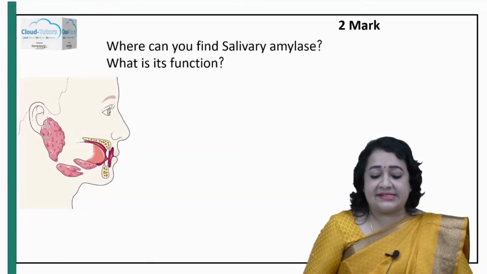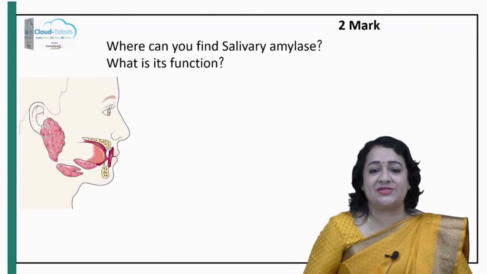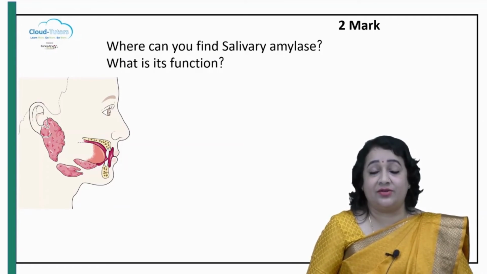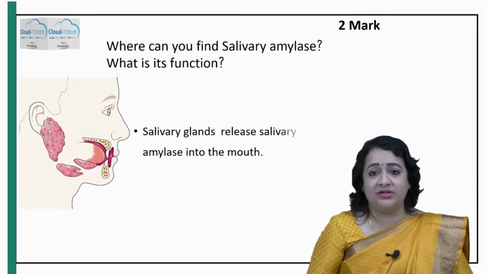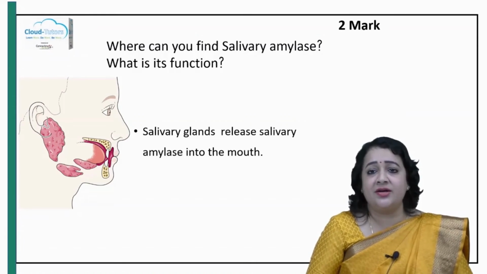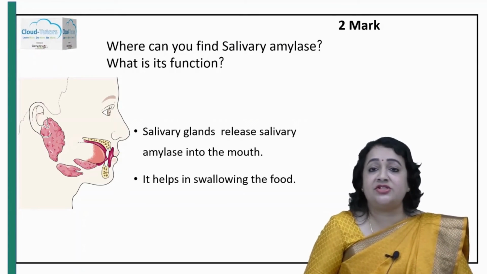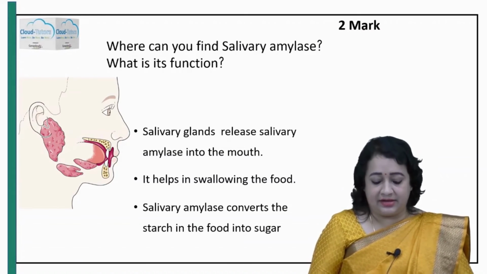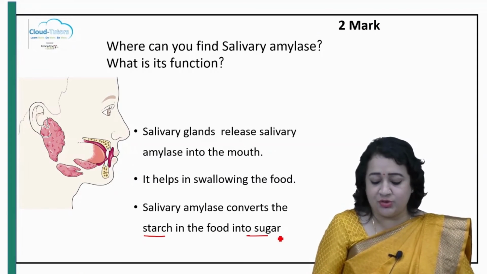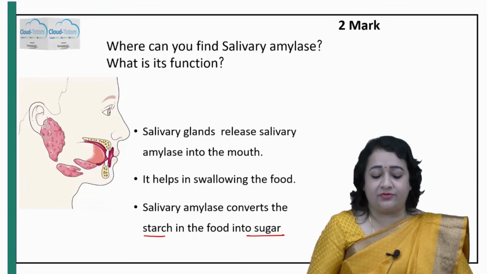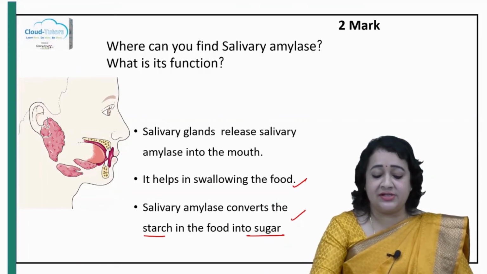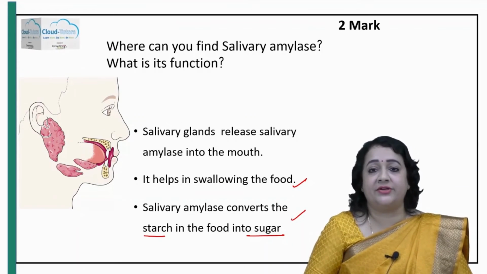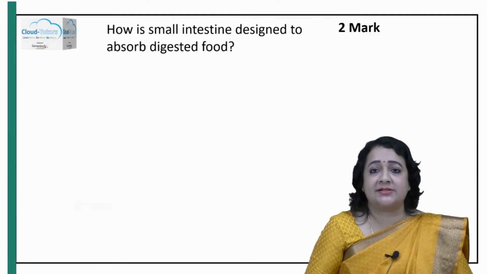Where can you find salivary amylase? What is its function? So salivary amylase is produced or secreted by salivary glands, and it is secreted into the mouth cavity. Correct? It is released into the mouth. Now what is the function of that? It helps in swallowing the food, as well as salivary amylase will convert the carbohydrate or the starch into sugar, that is maltose. That you have to write. 2 functions are there, right? 2 functions and where it is found, that you have to write. This is for 2 marks.